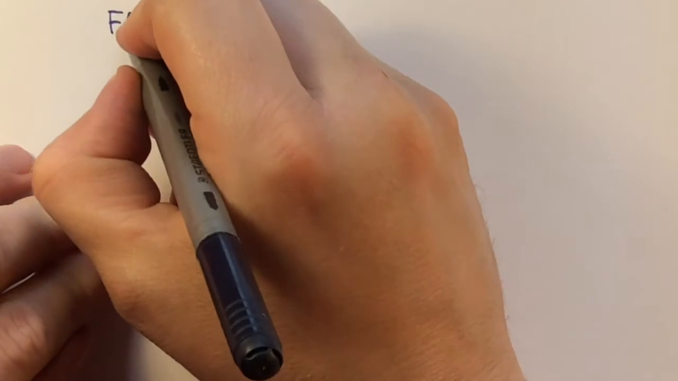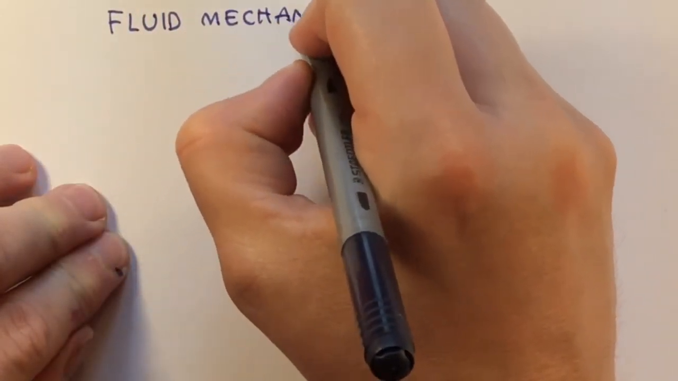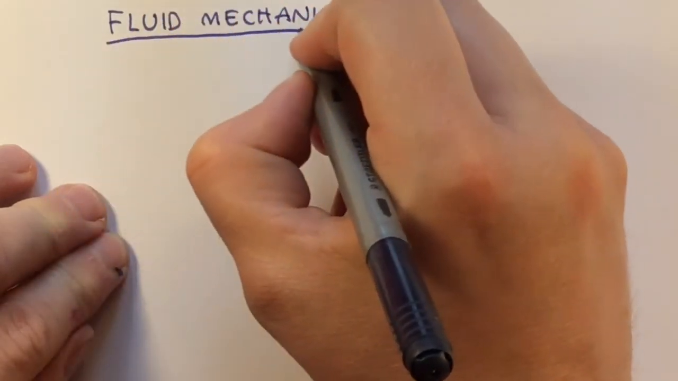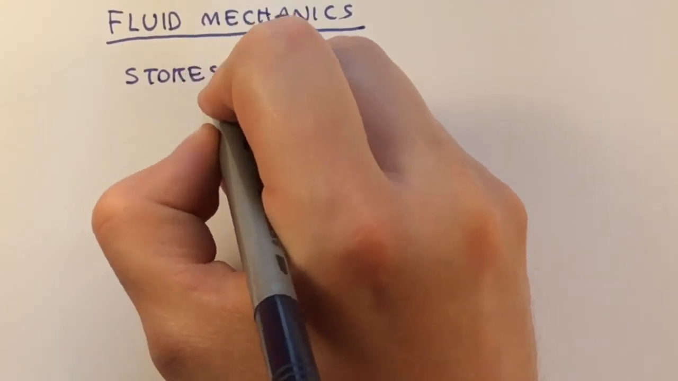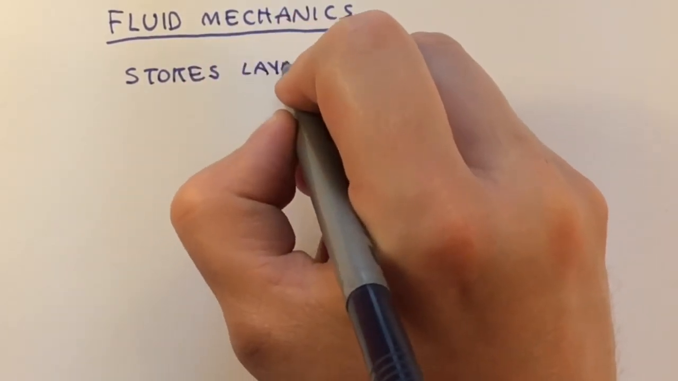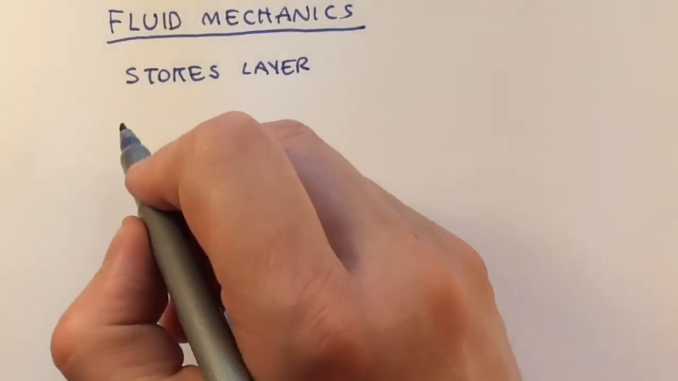So welcome to our new fluid mechanics problem today. We are still talking today about the Stokes layer. If you look at my channel, there is another video on the Stokes layer, and in that video we derived the analytical solution, the laminar solution. So today we are analyzing the Stokes layer a bit more in detail.